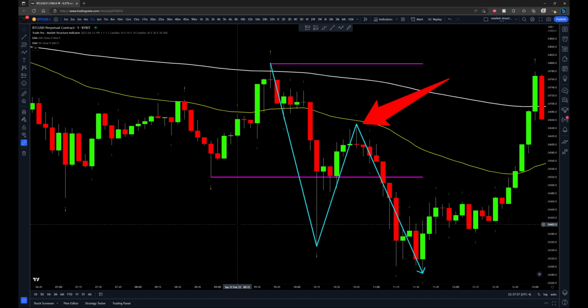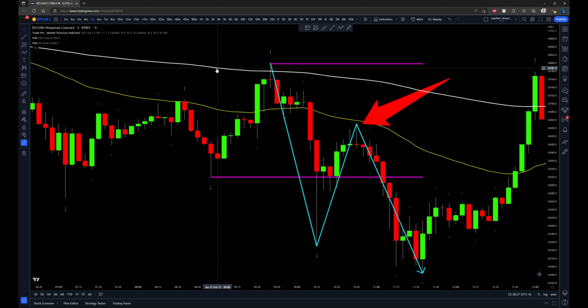Now I'll break down the exact rules for this strategy, starting with rule number 1, the trend direction rule, which is determined by the exponential moving averages. If the yellow line, the 50-period EMA, is below the white, the 200-period EMA, you can only look for a short trading opportunity, and vice versa. If yellow line 50 EMA is over the white line, the 200 EMA, you can only look for a long opportunity.